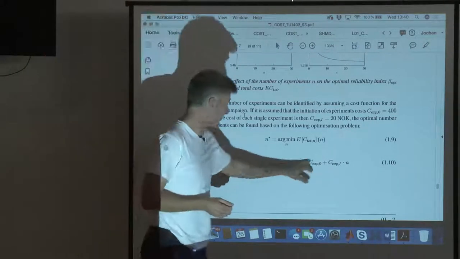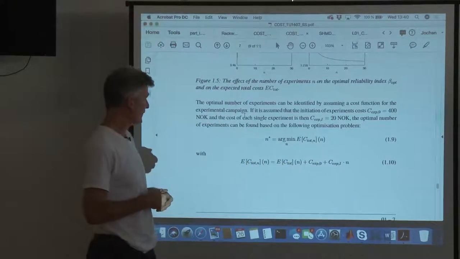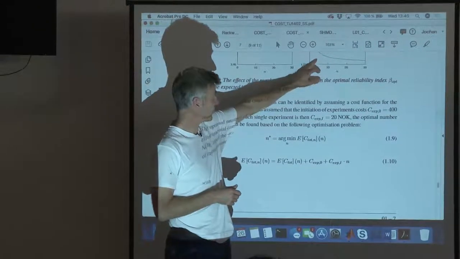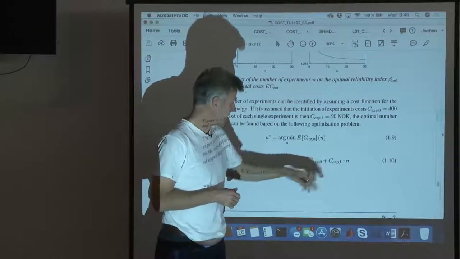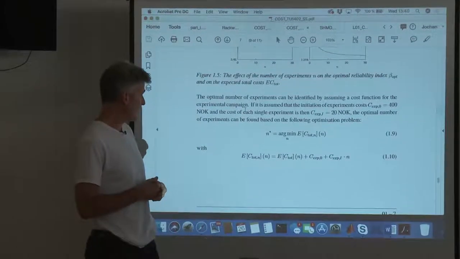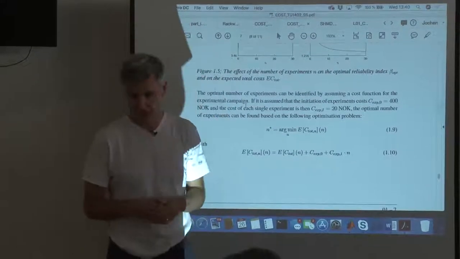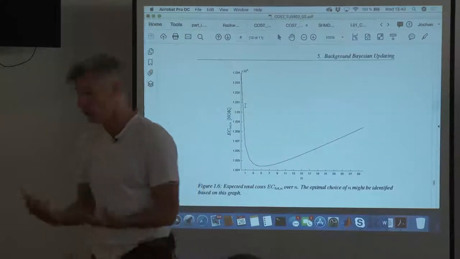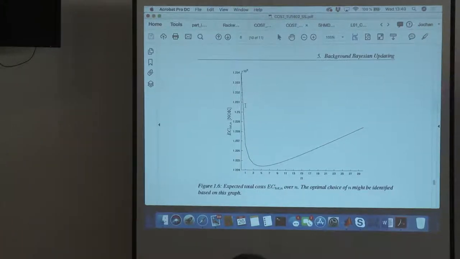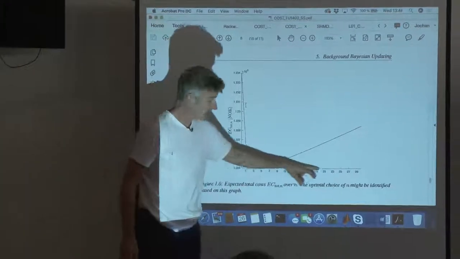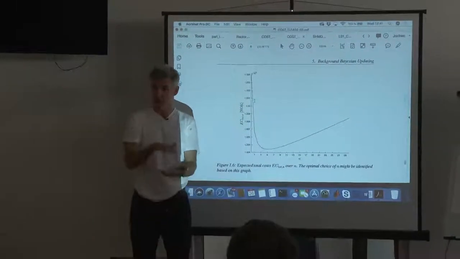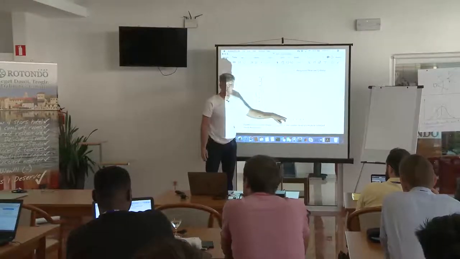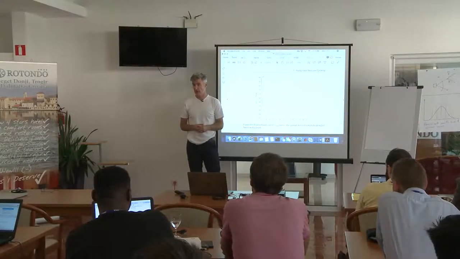So now this component we add to our total cost as a function of n. This was what we already had here, and now we just consider additionally the experimental costs, and then we get something that looks more or less like the optimization curve before. But now it's not the decision about the physical change of the beam. It's not a decision about W. It's actually the decision about n, the number of experiments.